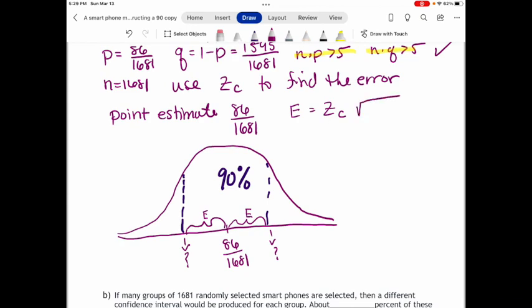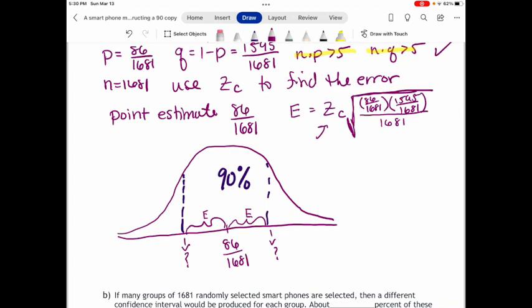And then we're going to take the square root of our P, which is 86 over 1681, times our Q, which is 1595 over 1681, and divide that all by 1681. When you put that on the calculator, make sure that all of that is under the square root. Don't leave the 1681 out. That needs to be under the square root as well.